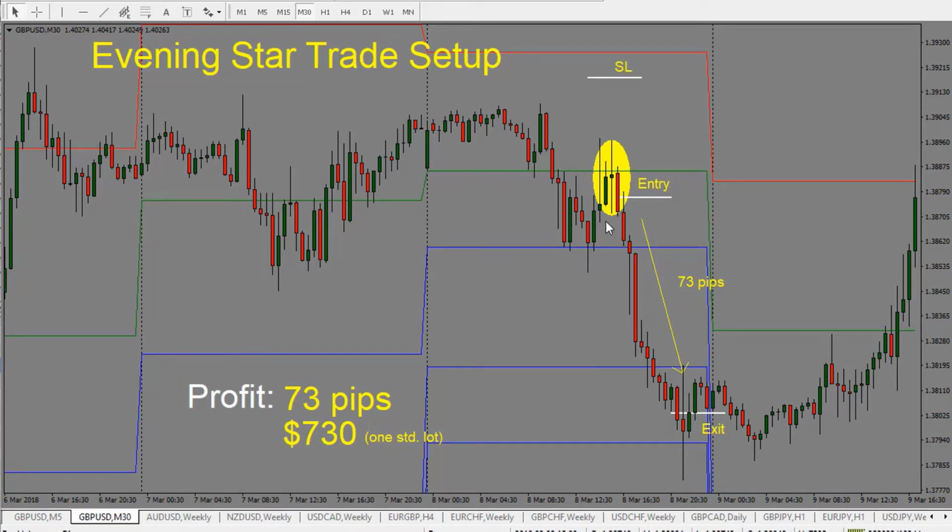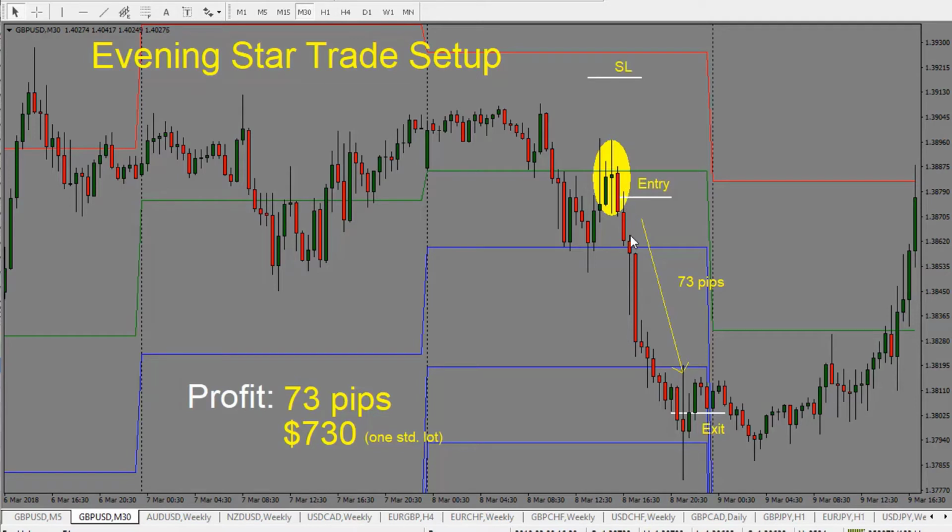Once we see this pattern form, we are looking for a short entry. So once price pulls back a little bit, we can take an entry short as we are looking for price to drop from here. Our stop would go above these previous highs, just making sure that we have enough room in the trade to breathe.